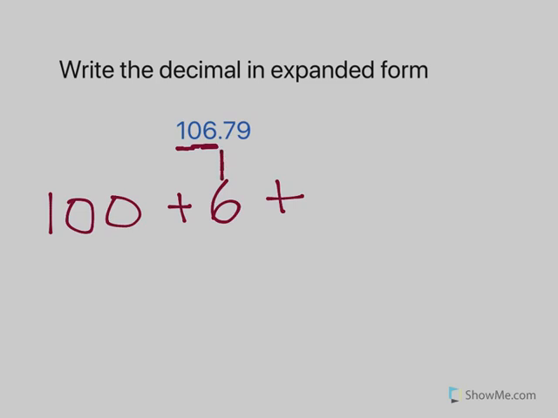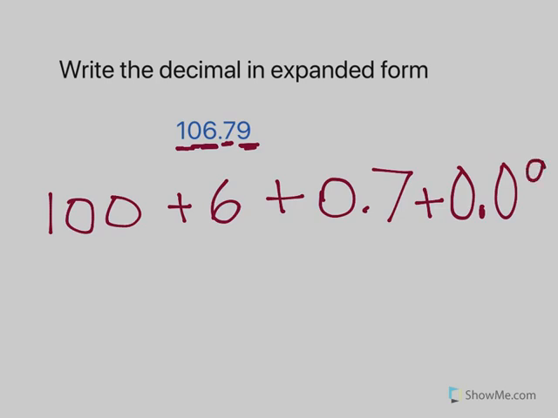now I have my decimal point, right? So anything to the right is now a decimal. So the 7 is in the tenths place. So I'm going to write 7 tenths plus the 9. The 9 is in the hundredths place. So I'm going to write 9 hundredths, which would look like that. Now I have written it in expanded form.